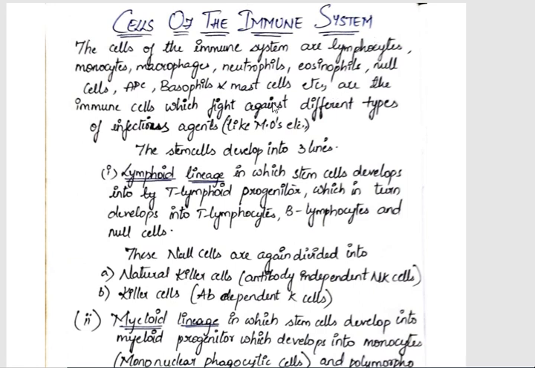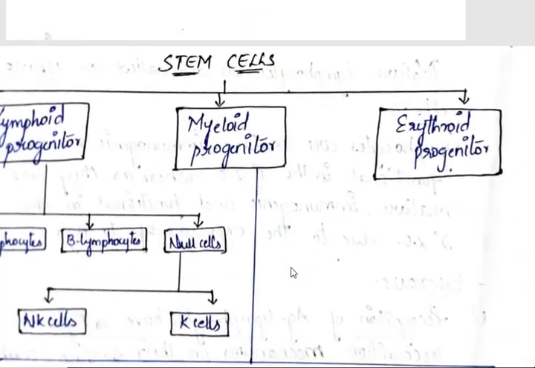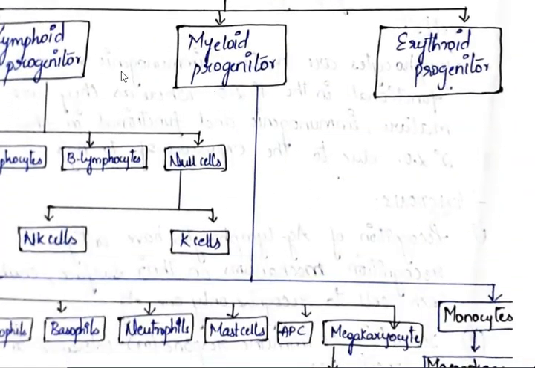In the previous part of the cells of the immune system, we went through the different lineages of stem cells into lymphoid lineage, then myeloid lineage, and then erythroid lineage. We discussed the lymphoid lineage in detail in part 1. You can go through it.